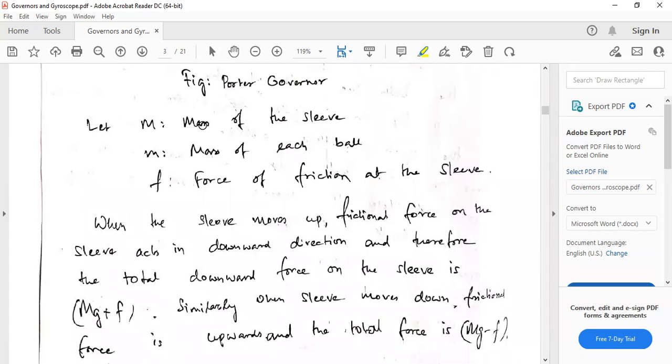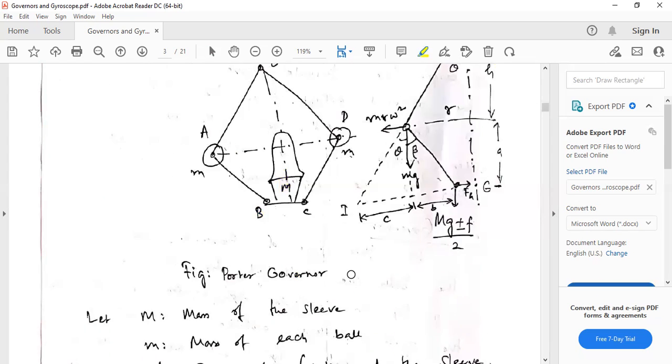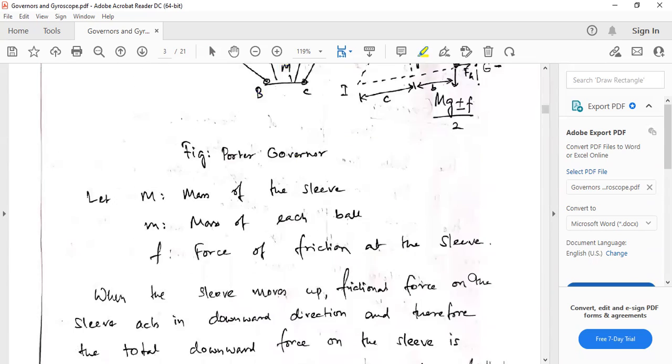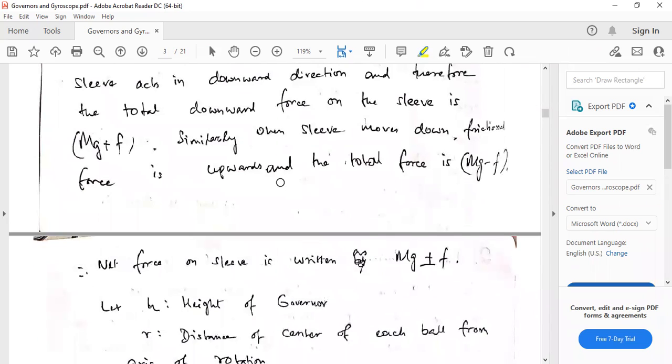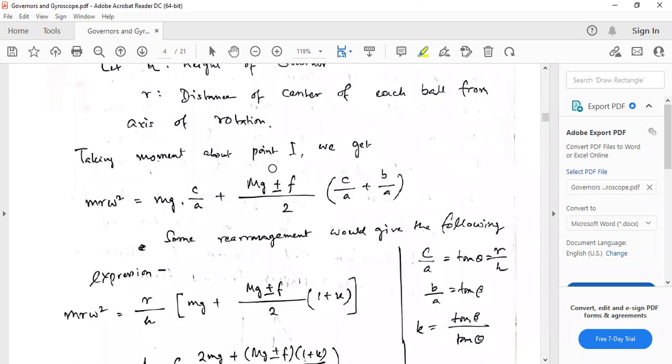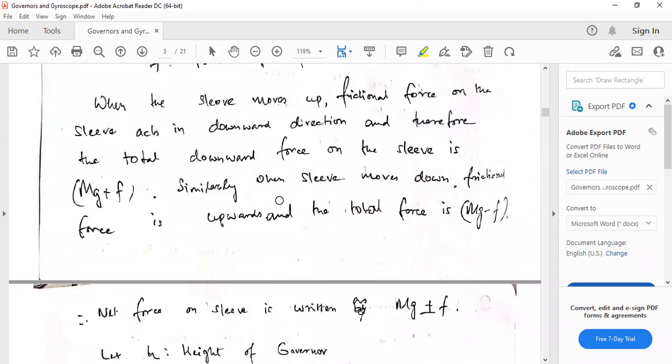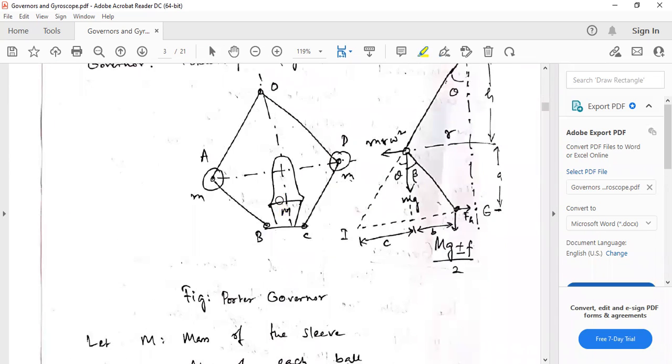Now you can please go through this. Capital M is the mass of the sleeve, small m is the mass of each ball. This small f is the force of friction at the sleeve. Okay, so we have seen this thing. This is written when it goes up and down, just plus minus, so we write it as plus minus, and by 2 is because we have taken half of the portion.